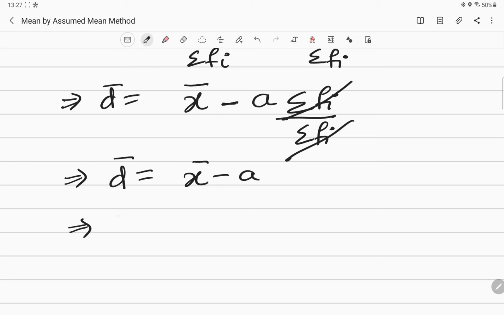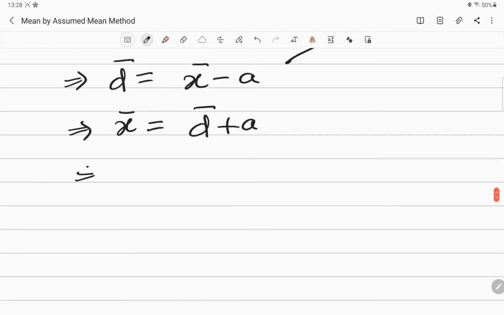All right, I'm interested in x bar. I will keep x bar there only. I'm going to send this minus a to this side. It becomes d bar plus a. All right, so this is what I'm going to write, x bar is equal to a plus d bar. Now please tell me what is the formula for d bar.